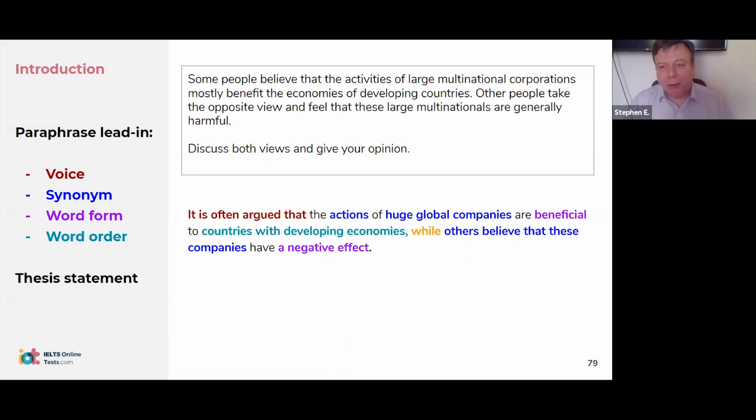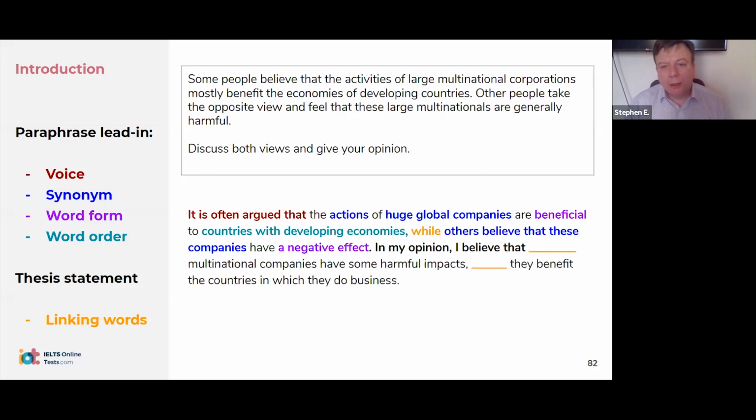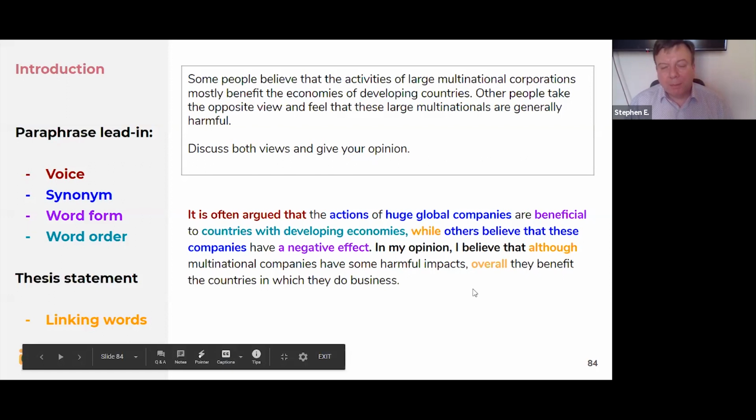So, thesis statement. How are you going to begin your thesis statement? Yeah, I believe, in my opinion, good. So, in my opinion, and then we'll use some linking words here. So, multinational companies have harmful impacts. So, what linking word would you put in the gap there? Okay, good. Yeah. Overall, yeah.